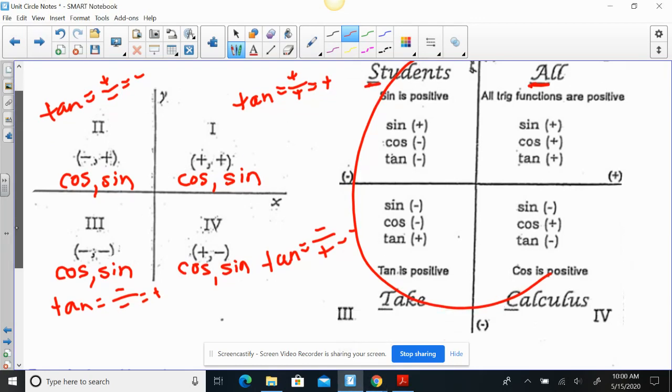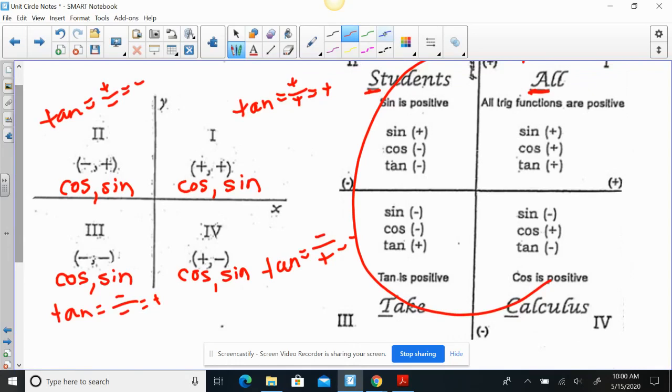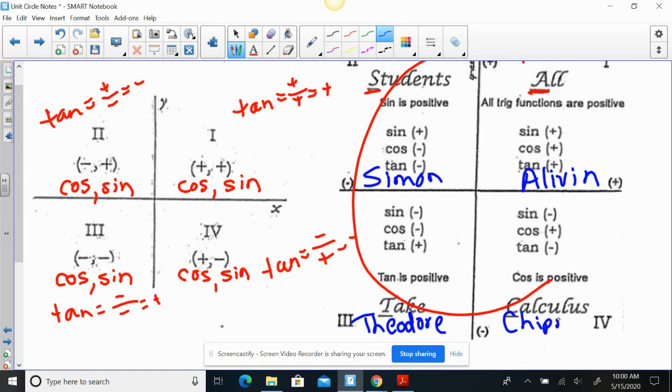That's not necessarily true. I actually stole another expression that I heard Mr. Ruger say. He uses Alvin, Simon, Theodore, and some of you might pick up that I'm talking about the chipmunks. So Alvin, or All, whatever you want to remember it as, is just saying that all trig functions are positive. Cosine's positive, sine is positive, tangent is positive.